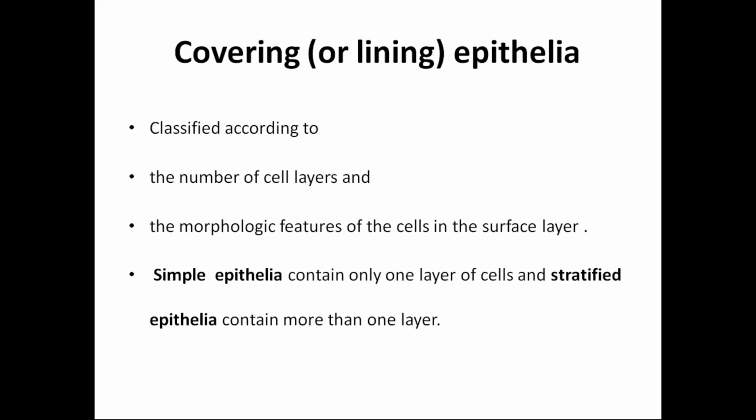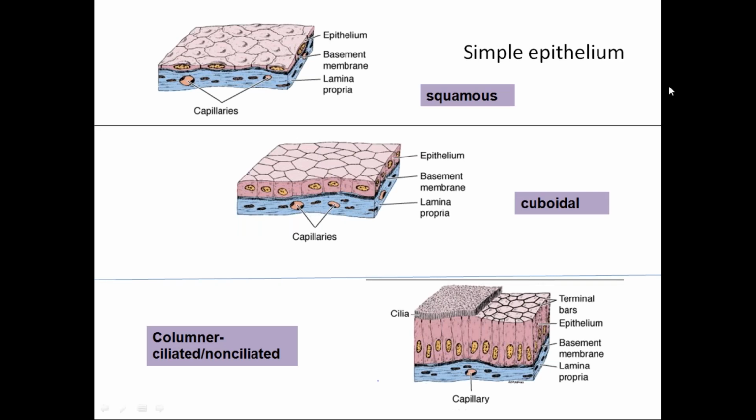Now if we see the diagrammatic figure of each individual epithelial cell, first of all simple epithelium, where the number of cell layers is only one. So these are all simple epithelium. This is simple squamous epithelium. This is simple cuboidal epithelium.